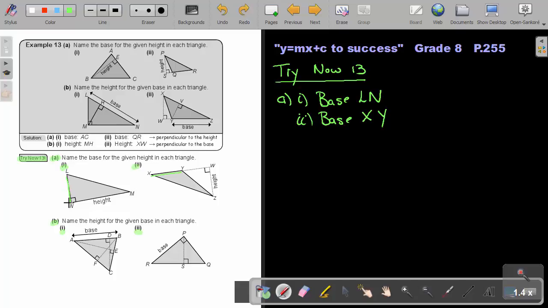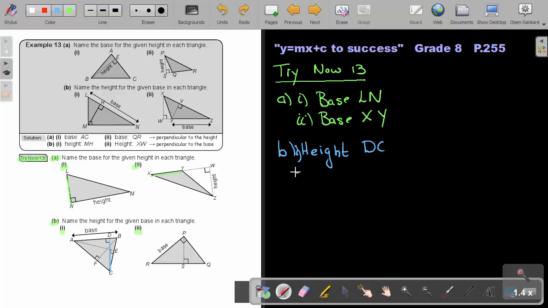Okay, let's do the next one. Name the height for the given base. So if I must name the height, this is the base. Can you see? So now I must look for one that's 90 degrees, and that will be CD. It will be this one. So if I must just say the height, that will be DC.